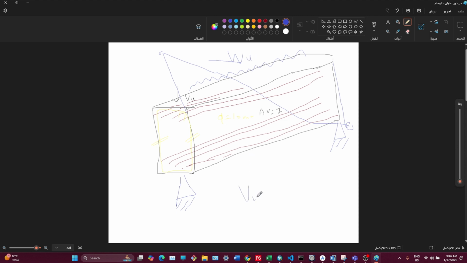So V ultimate, let's say it's equal to W ultimate L, assuming the span to be 6 meter. Sorry, let's make it clear, 6 meter over 2. Assuming W ultimate is equal to 14, for example, 14 by 6 over 2. So we compute the V ultimate.